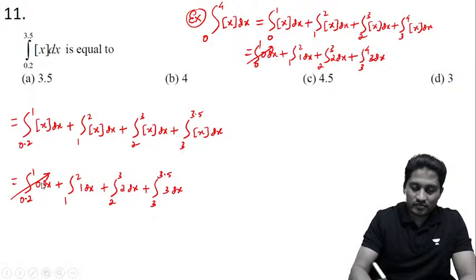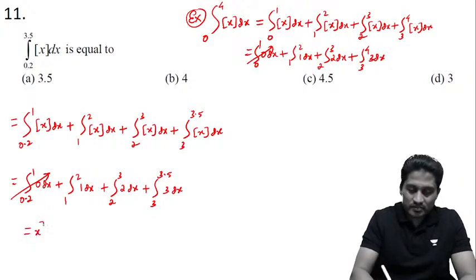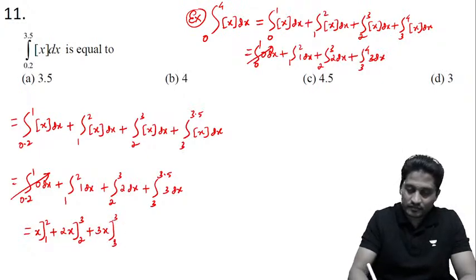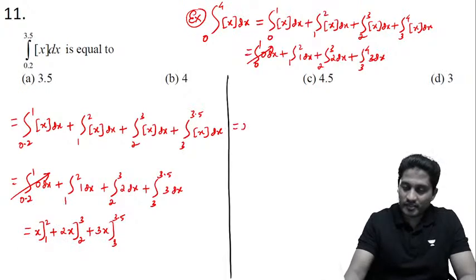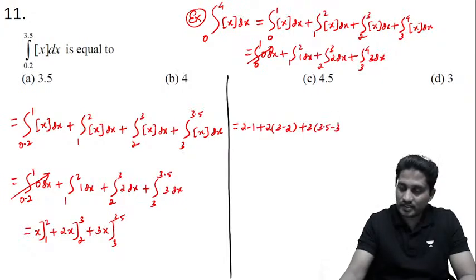Integration of 0 will be 0. Integration of dx is x between the limits 1 to 2, then x between the limits 2 to 3, and x between the limits 3 to 3.5. Now if I substitute, this is upper limit minus lower limit, plus 2 into a bracket, upper limit minus lower limit, plus 3, where the upper limit is 3.5 minus the lower limit 3.